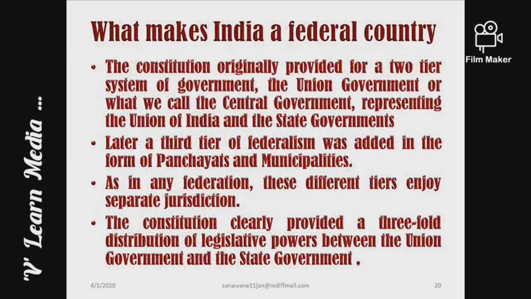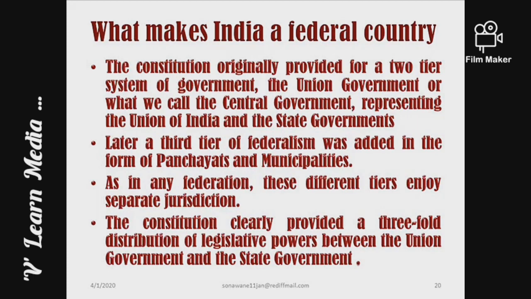What makes India a federal country? The constitution originally provided for a two-tier system of government, the union government or what we call the central government, representing the Union of India and the state governments. Later a third tier of federalism was added in the form of panchayats and municipalities. As in any federation, these different tiers enjoy separate jurisdiction.